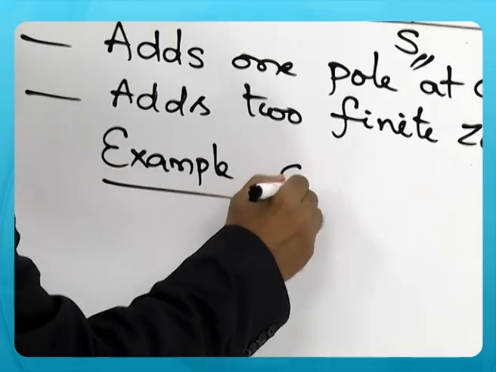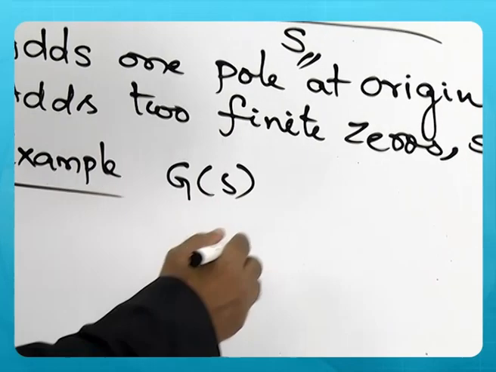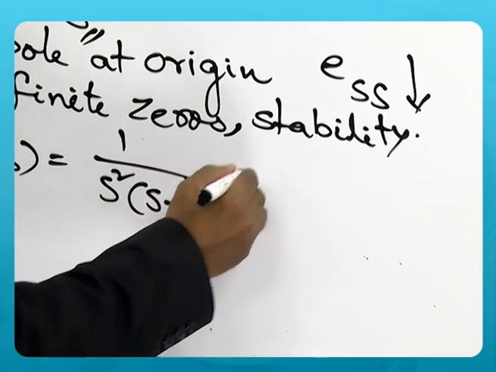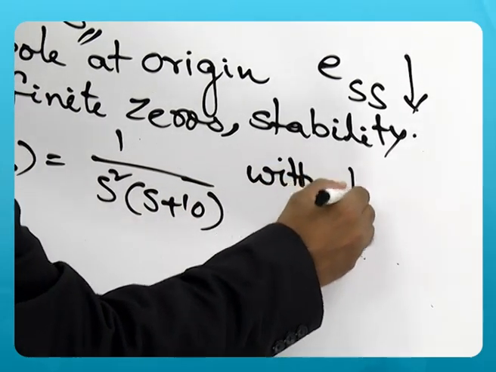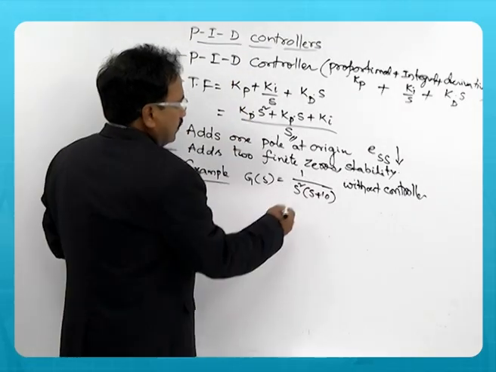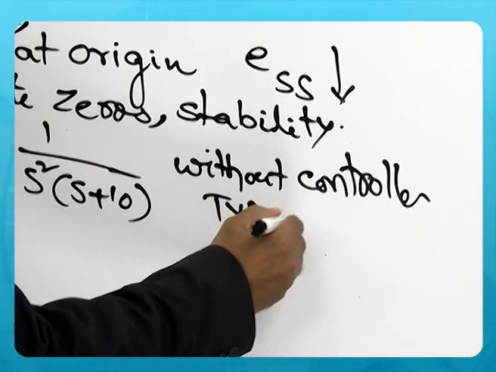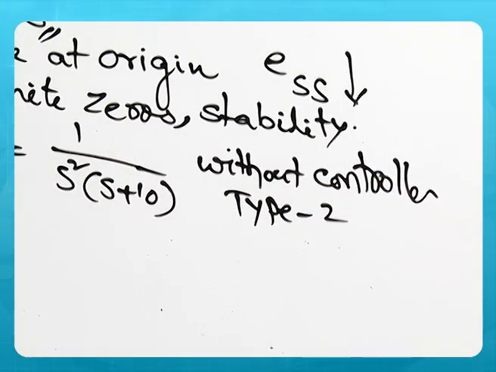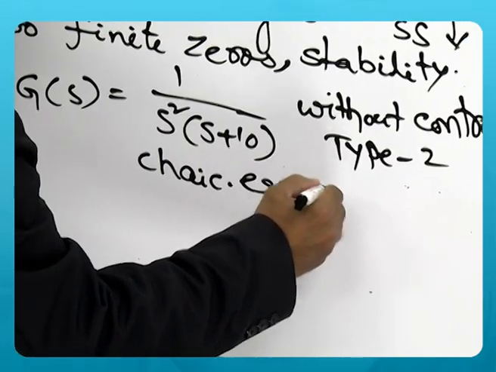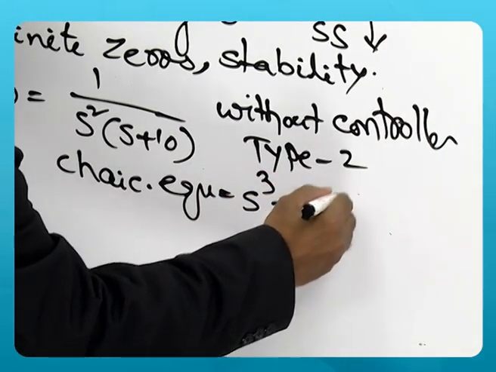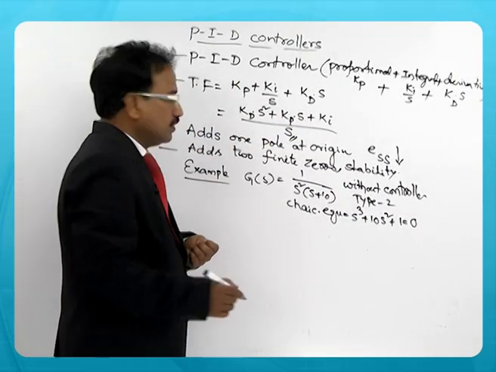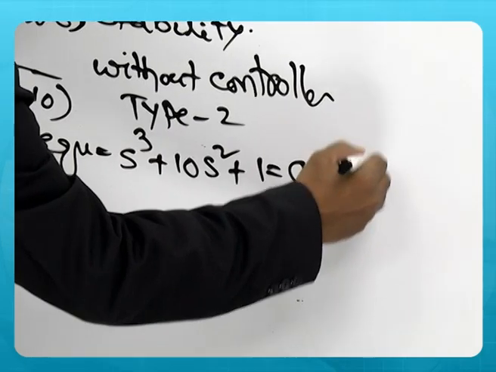So to explain that, consider a system without a controller, 1 by s square into s plus 10, without any controller. So the type of the system is 2, and the characteristic equation is s cube plus 10s square plus 1 equal to 0. So it is an unstable system.